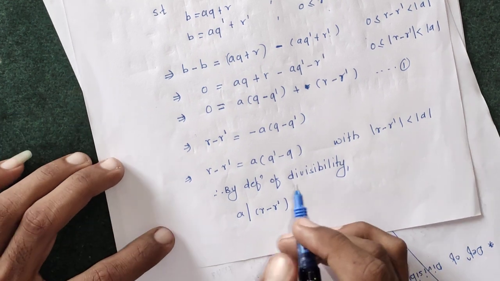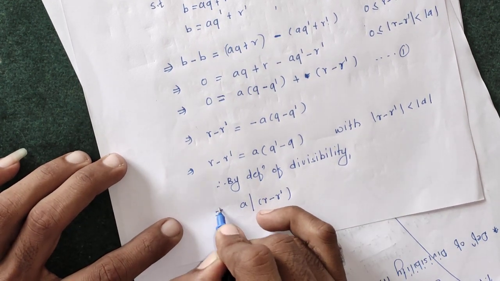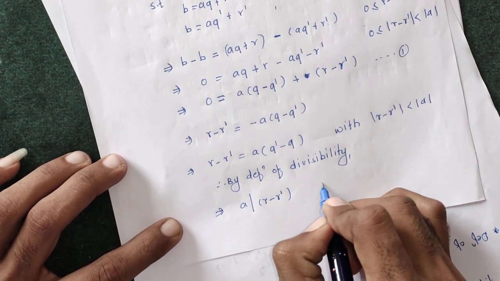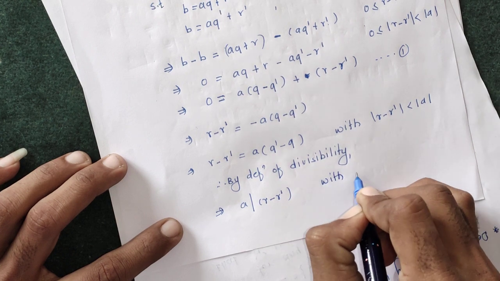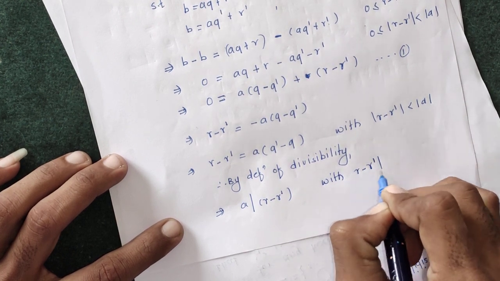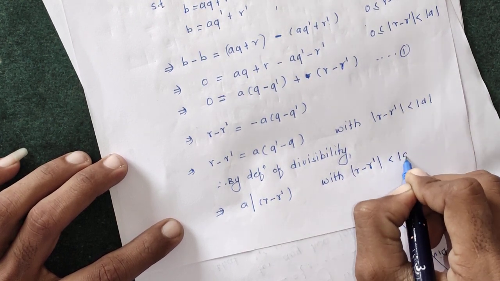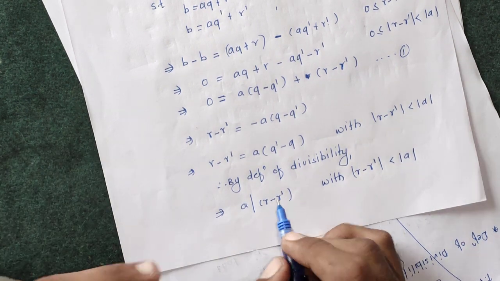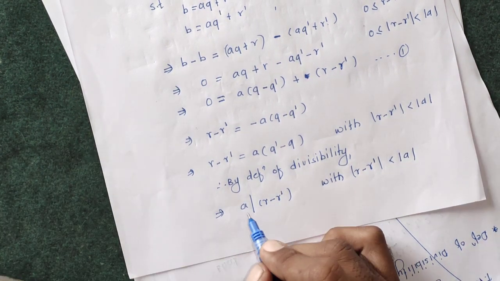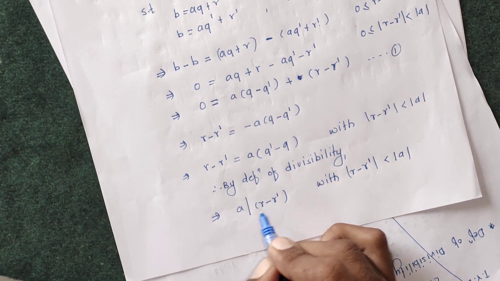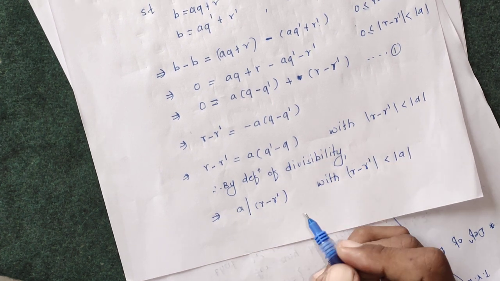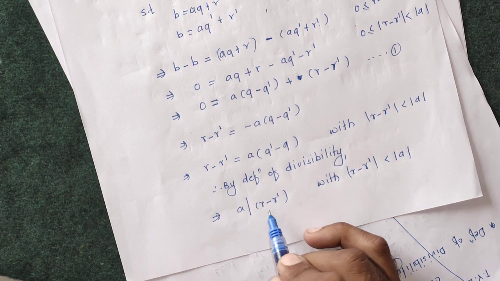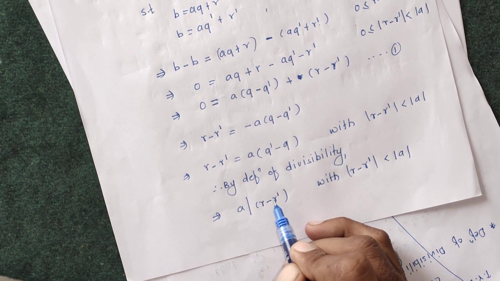This implies a divides r minus r prime, but mod r minus r prime is less than mod a, that is, r minus r prime is less than a. If r minus r prime is less than a, then this division is not possible, but it is possible in only one case, whenever r minus r prime is equal to 0.